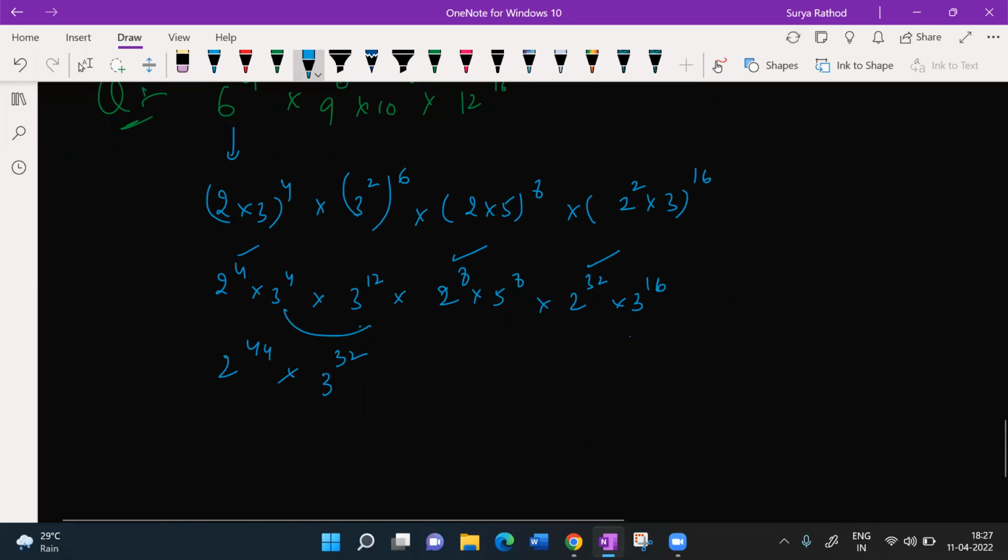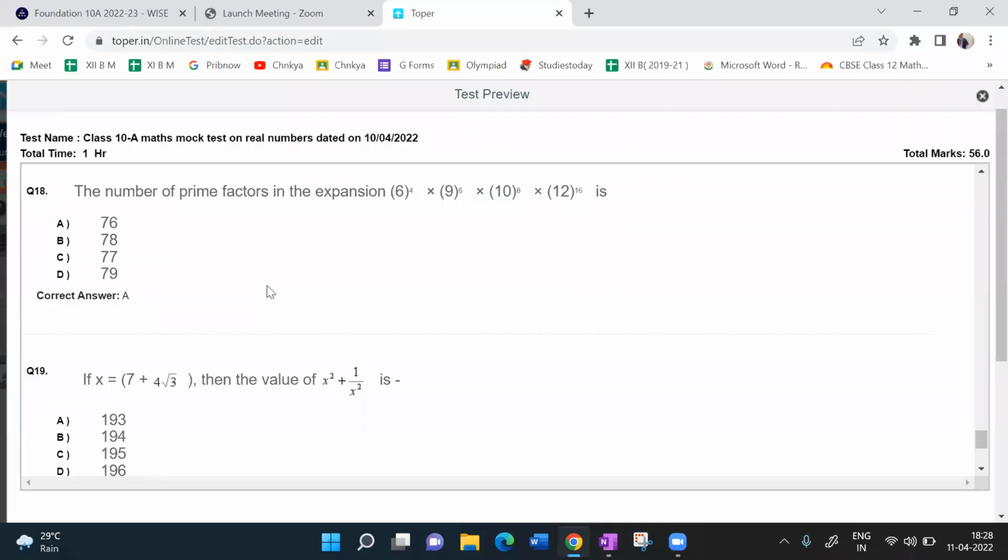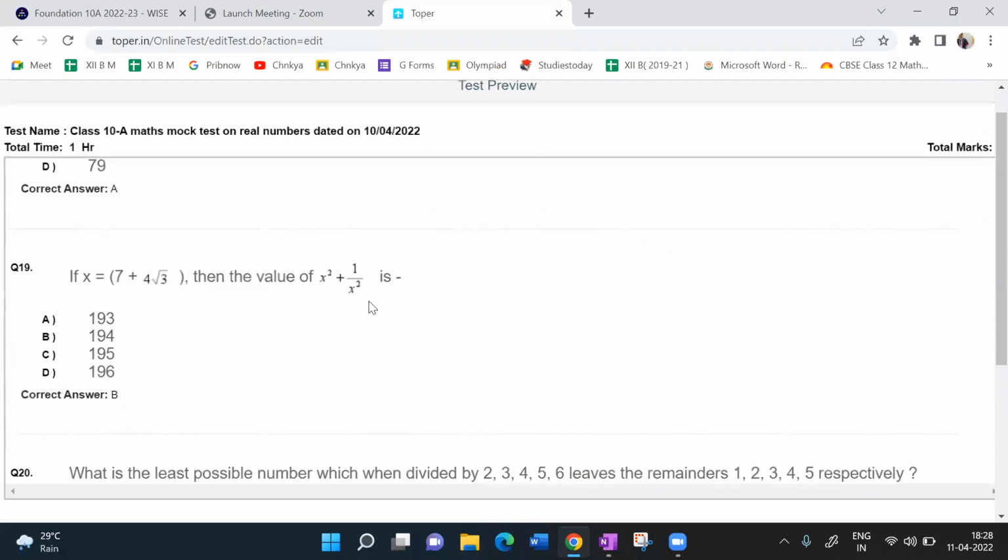84, correct. So we are left with 5 again. Yes, sir. 44 plus this 5 as well. So 44 plus 32 plus 8, that is 76, 84. 84 is the right answer. We will give the marks, no problem. Yeah, then I will get 100%, sir.